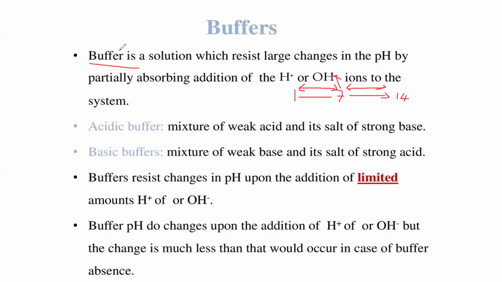Okay, now we are going to look at the concept of buffers. Remember when we said a pH between 1 and 7 is acidic, and if it is between 7 and 14, it is alkali. The lower the pH, the higher the acidity. And the higher the pH in the case of alkali, the higher the alkalinity. And when a substance has a pH of 7, it tells you that the substance is neutral. That is, it is neither acidic nor basic.